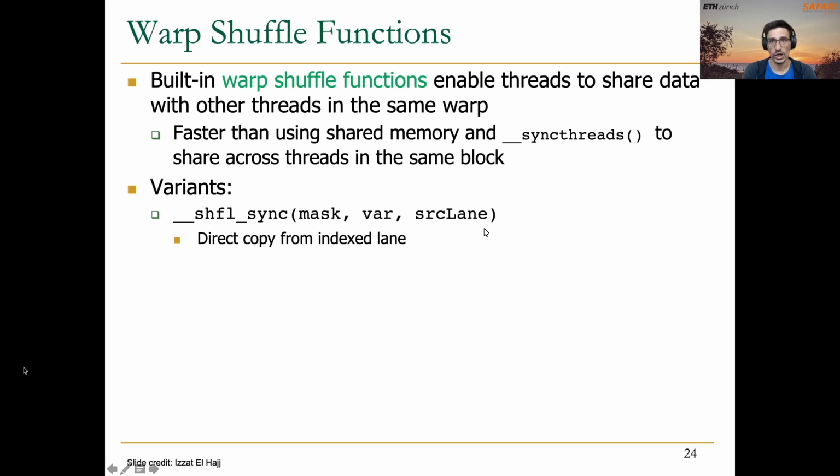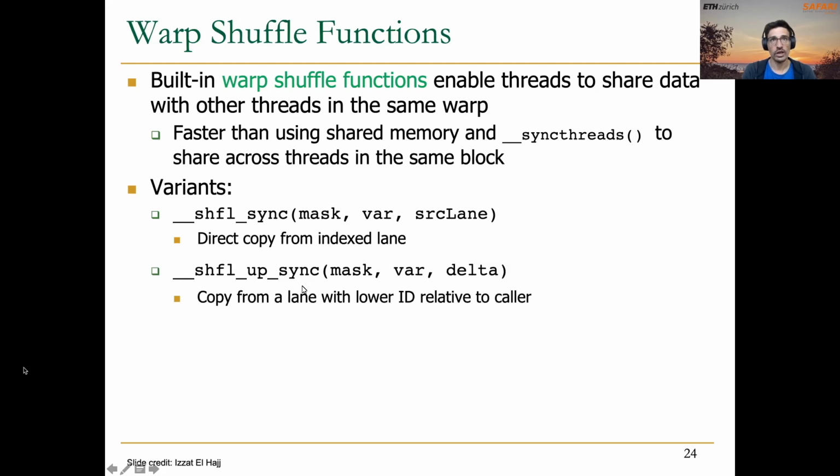given by this source lane, or this shuffle up sync, where we copy from a lane with a lower ID relative to the caller. So again, we are reading a certain value that is stored in one variable, but we are reading it from a thread with a lower ID at a distance delta. For example, if this delta is 4, thread 4 would be reading the value in var from thread 0.